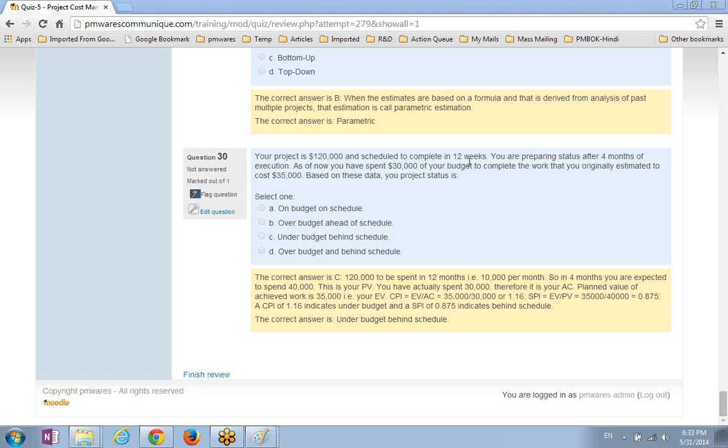See, the project is $120,000 for 12 weeks. If nothing is given, it means you assume it is equally spread. So what you do? You take 10,000 every week.